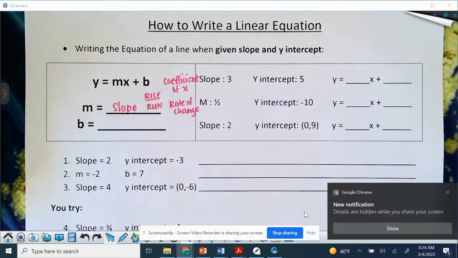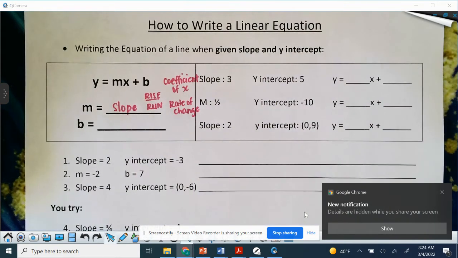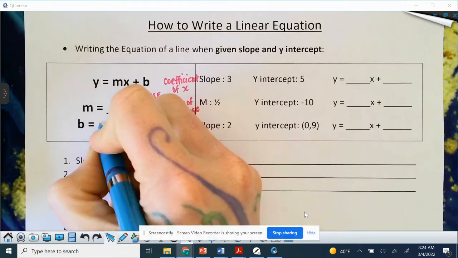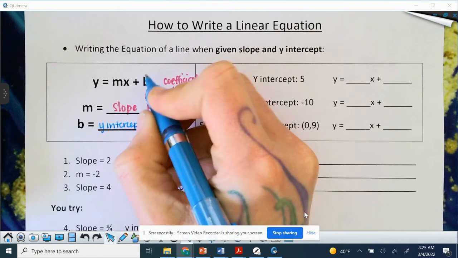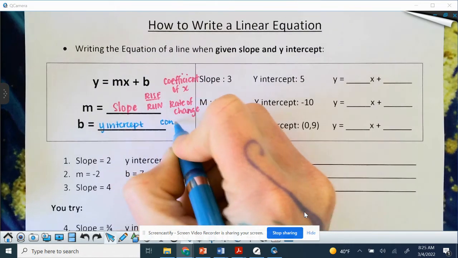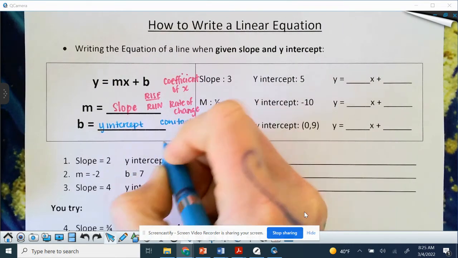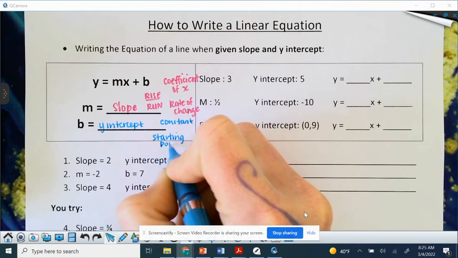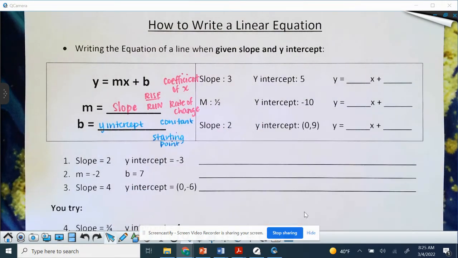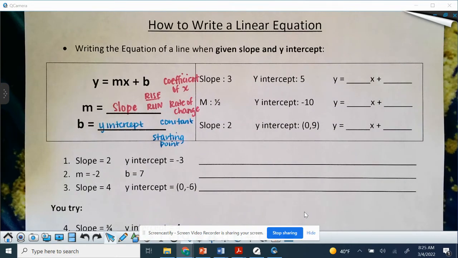In case, again, the question asks for the same thing that you do know how to do, but not in the words you're used to seeing. b is your y-intercept. That location, that constant, it's a constant in our equation because it doesn't have a variable. And it's your starting point. The word starting point is a lot more helpful in word problems and such. But y-intercept, constant, starting point is all your b value when it's in slope-intercept form.